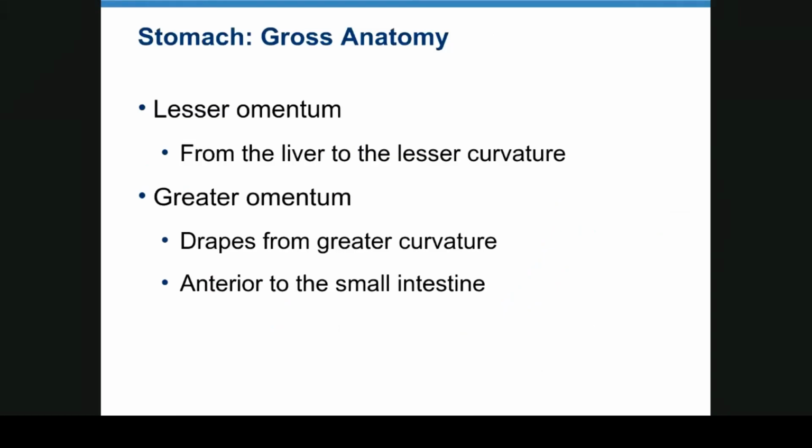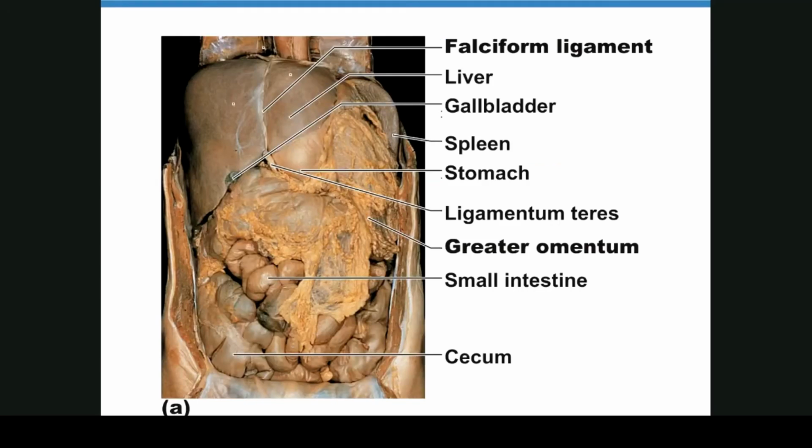Okay, the lesser omentum is a structure that goes from the liver to the lesser curvature of the stomach, whereas the greater omentum goes from the greater curvature and goes anterior over the small intestines. And this is a picture of very dead, sort of rotten greater omentum, but if it's fresh tissue, it looks like lace and fat.